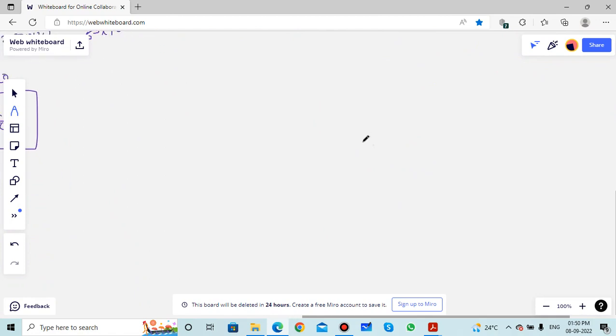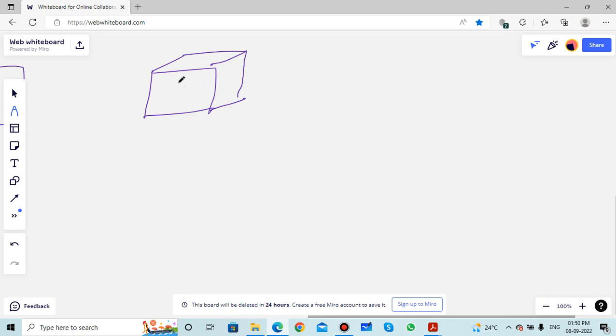Okay, so let's do it here. What is the length that we got of the model? This was the model, right? Length was 8, breadth was 6 and height was 5. So we will use this to find the surface area. What is the surface area?